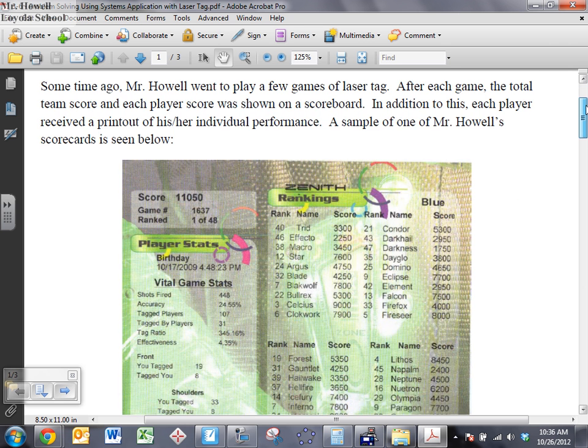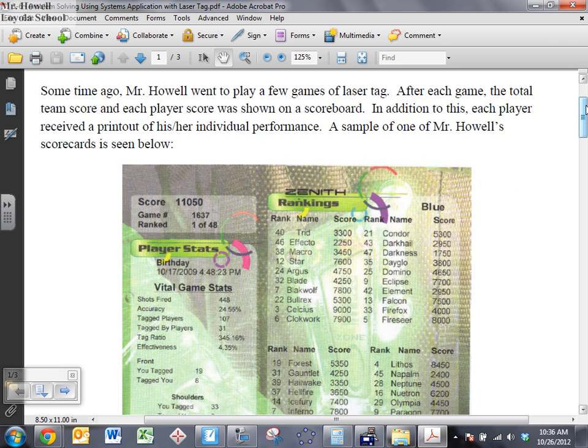Okay. Sometimes Mr. Howell was playing games of laser tag without his beloved students. After each game, the total team score and each player's score was shown on a scoreboard. In addition to this, each player received a printout of his/her individual performance. A sample of one of Mr. Howell's scorecards is seen below.